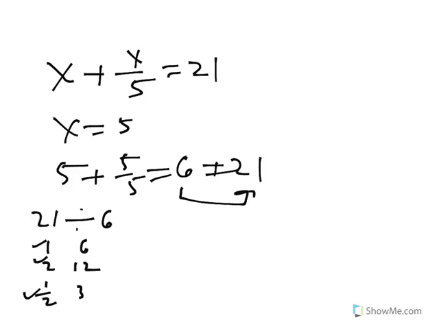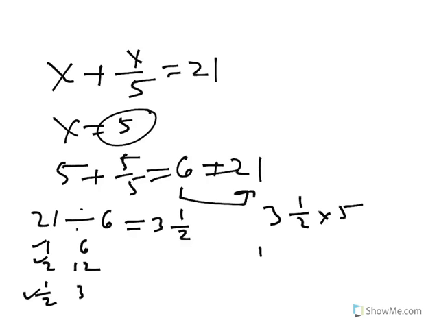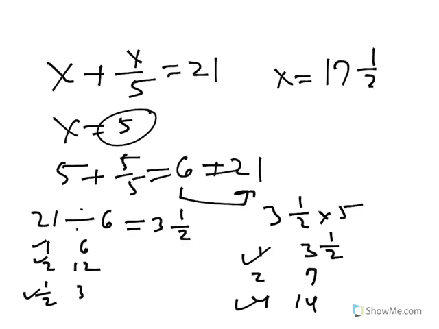So 21 divided by 6 is 3.5. Multiply the 3.5 by the 5. If I'm multiplying a whole number by a fraction, I like to put the fraction on the right-hand side. So 2 is 7, and 4 is 14, and these things add up to 5, so the answer is 17 and a half. And that's called the method of false position.